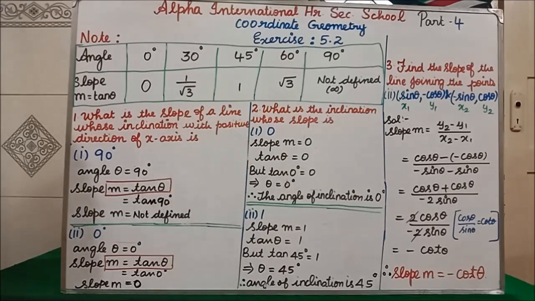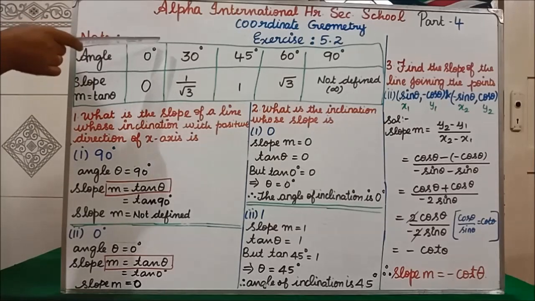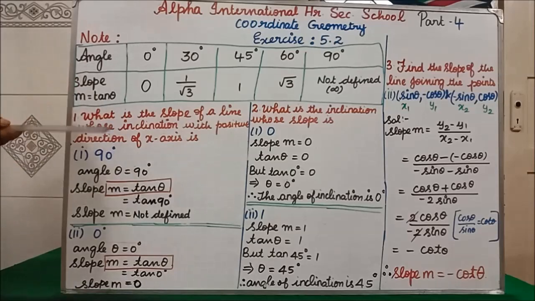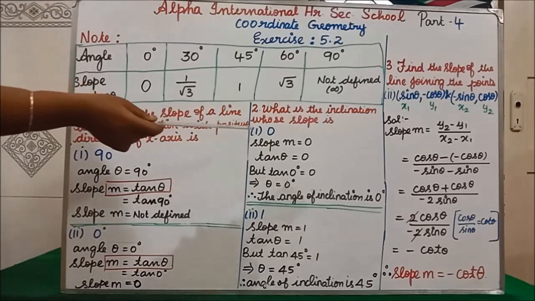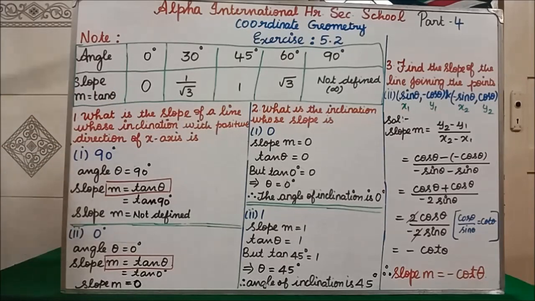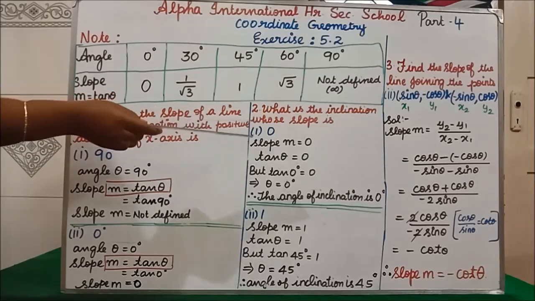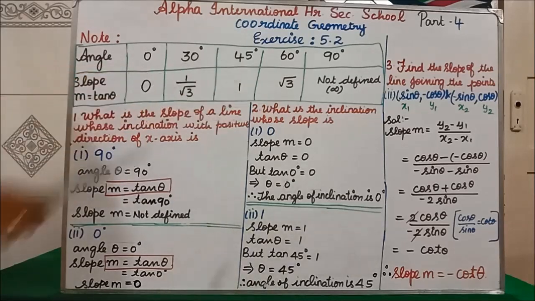What is the inclination? It means they are asking for this answer. This is our question. Clear? What is the inclination whose slope is given? For the first question, the first subdivision is 0. Again the slope m is equal to 0. They have given the slope value m equal to 0.